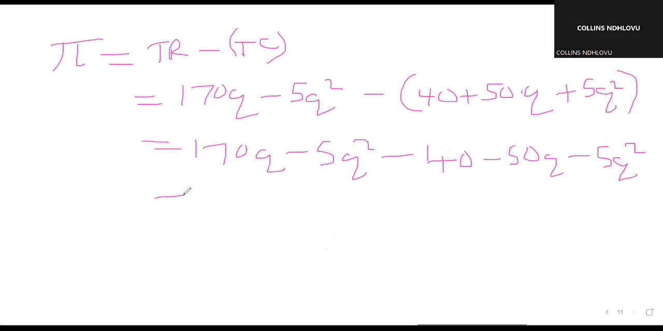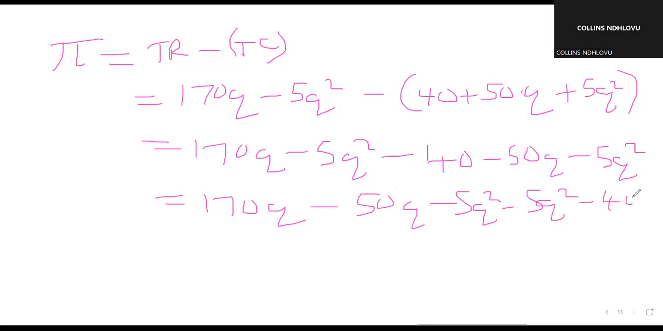So we put the like terms together. 170Q, we liken it to the 50Q. Minus 5Q squared, we liken it to minus 5Q squared. Then minus 40. So the profit function, therefore, will become 170Q minus 50Q, we get 120Q. Minus 5Q squared minus 5Q squared will be minus 10Q squared. Then the minus 40 will remain there. So this becomes a profit function.